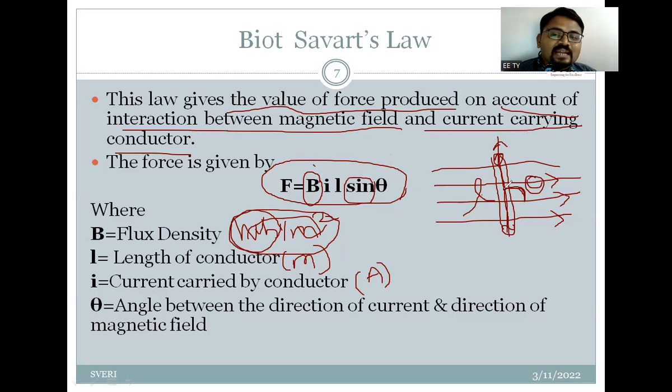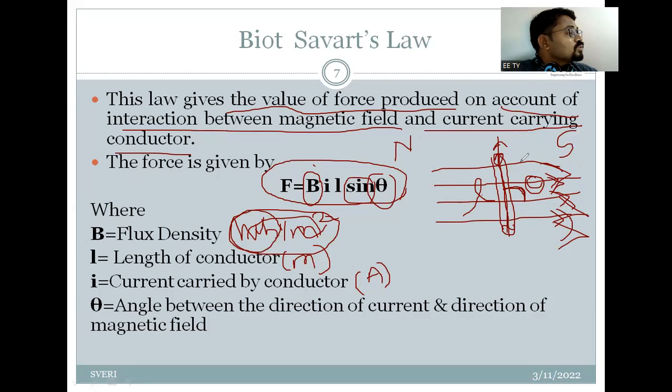So what is that angle? That theta angle denotes the angle between the direction of current and the direction of the magnetic field. Everyone got it? It is not the case that the direction is in this way every time. But generally, if we consider the north pole here and the south pole here, then the magnetic field direction will be from north to south. That's why I have shown it by this particular arrow.